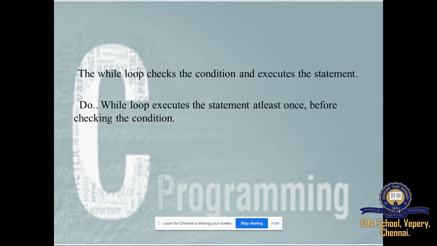Now, the difference between while and do while. The while is an entry check, that is, it checks the condition and then executes the statements. But do while executes the statements at least once before checking the condition. Which means it will be printing some values and then only it will be checking for the condition. So this is your main difference between while and do while loop.